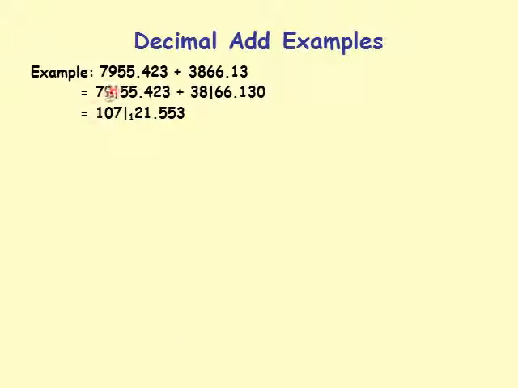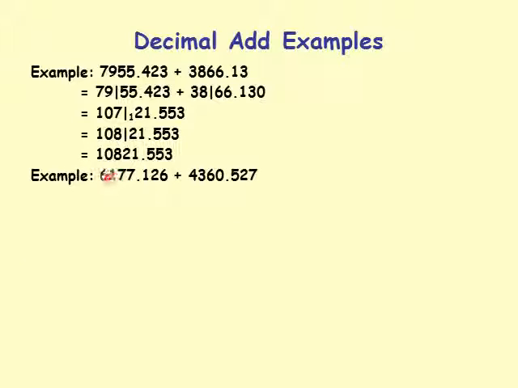Okay, 79 plus 38 is 107, and 55 plus 66 is 121, 1 gets carried to the left. On the right side, 423 plus 130 is 553. Continue here. So after we resolve this carry here, the number becomes 10821 decimal 553. So that's equal to 10821 decimal 553.